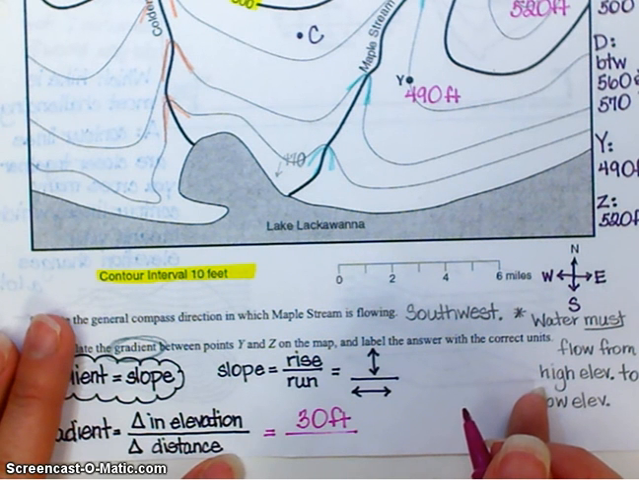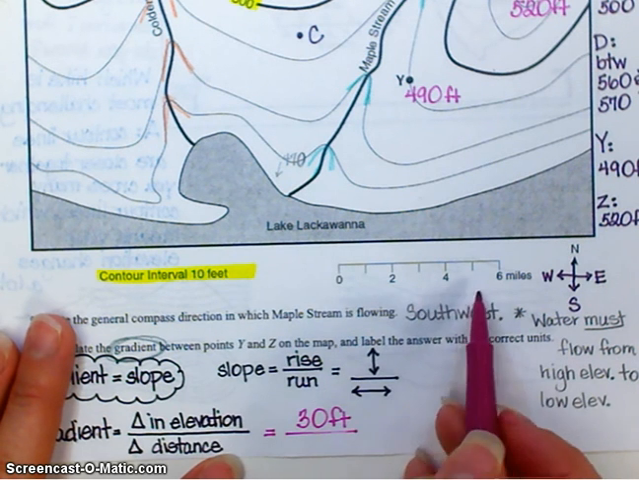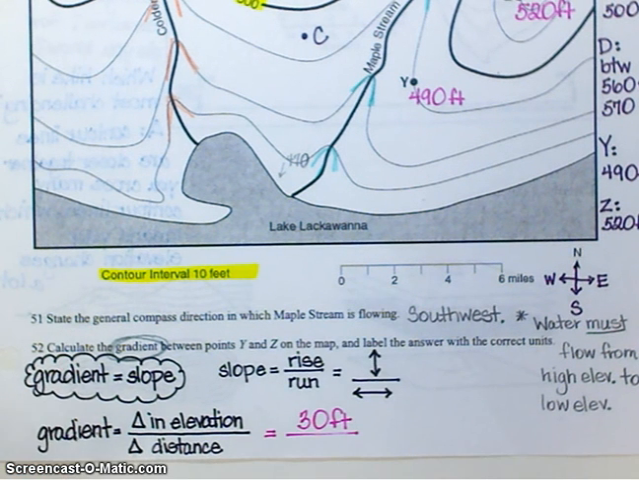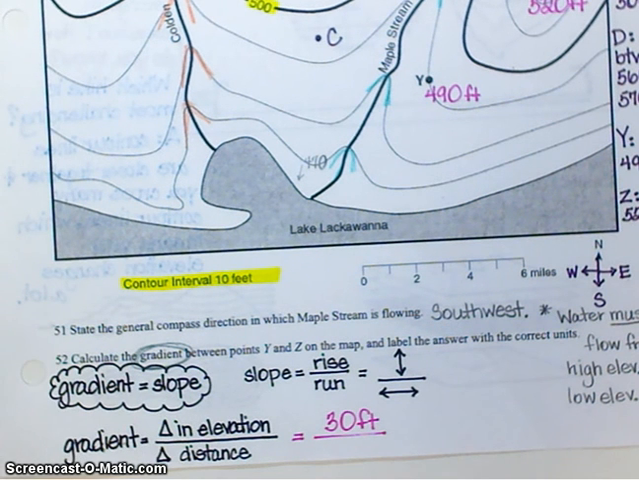And then what do I do about the horizontal distance? Well, the horizontal distance, I'm going to use my distance scale down here. And probably the easiest thing for you to do is just to redraw the distance scale, maybe on a Post-it note or something, and pick it up and move it and measure your distance with that.